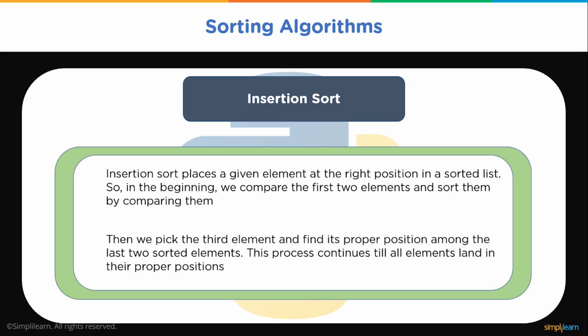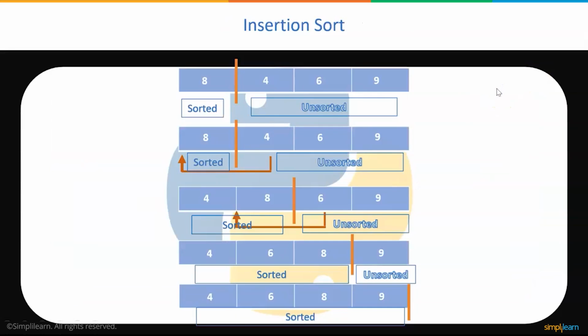Now let's take an example of insertion sort. Now what is insertion sort? Let's talk about that. Insertion sort places a given element at the right position in a sorted list. So in the beginning, we compare the first two elements and sort them by comparing them. Now let me show you what I mean by insertion sort.